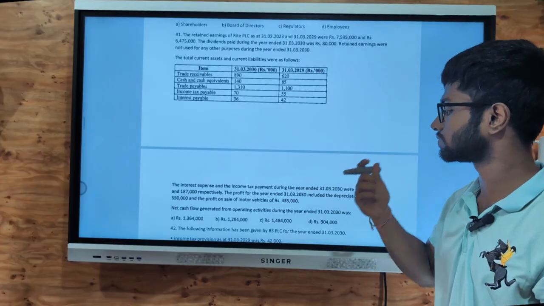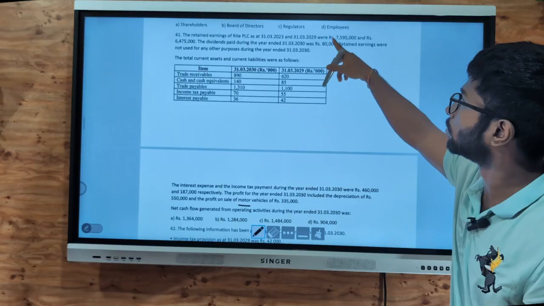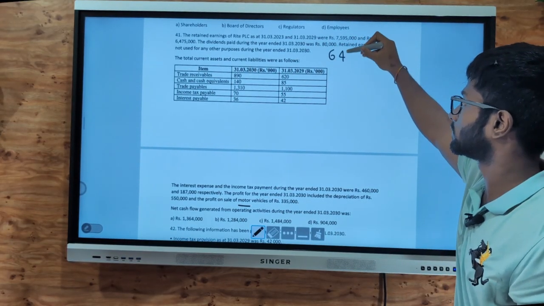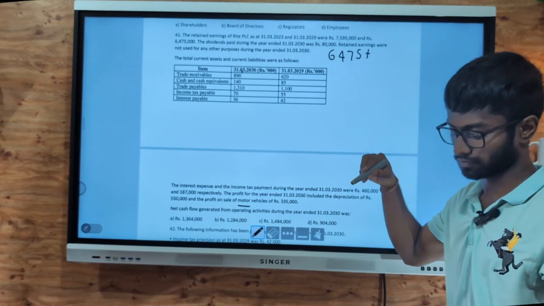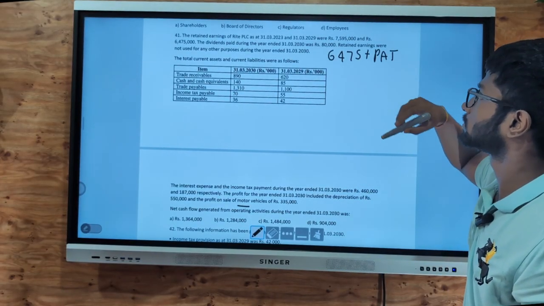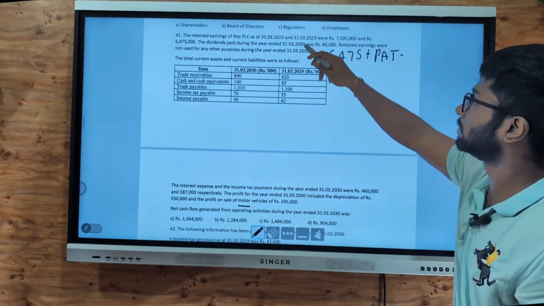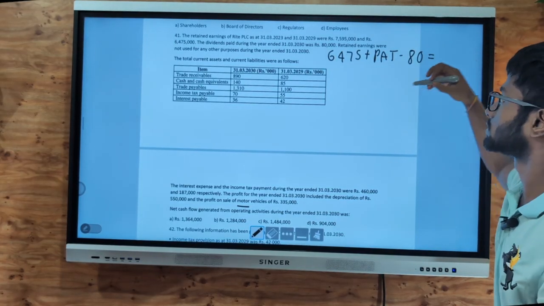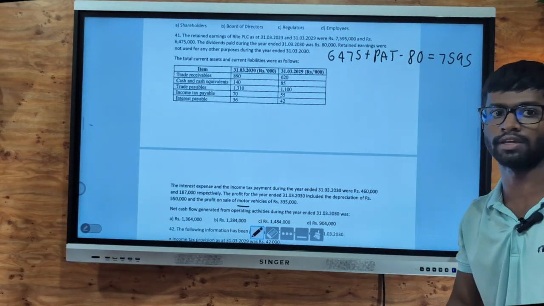So how we can do this is, your opening balance 6,475. We add the profit, right? We add the profit and we deduct the dividend paid, which is 80, and we get the closing amount, which is 7,595.